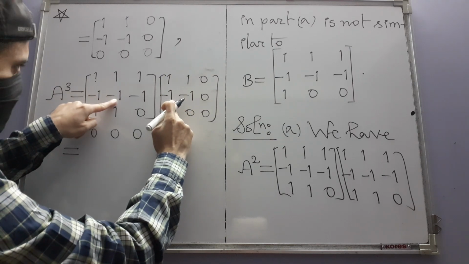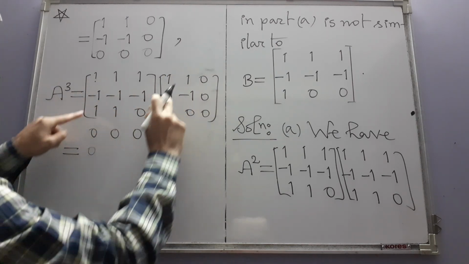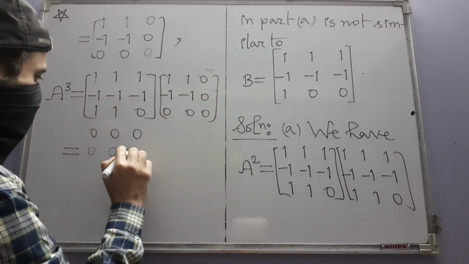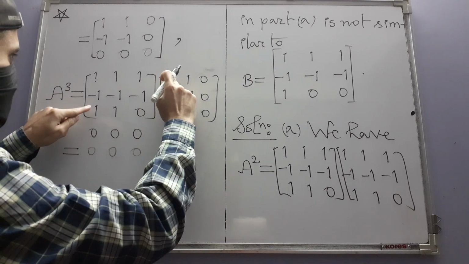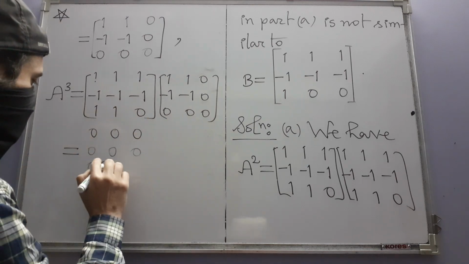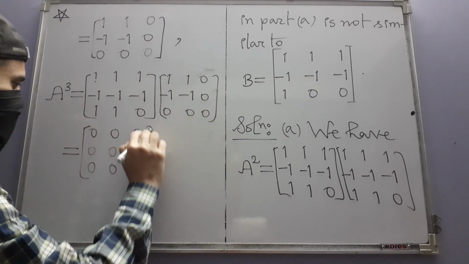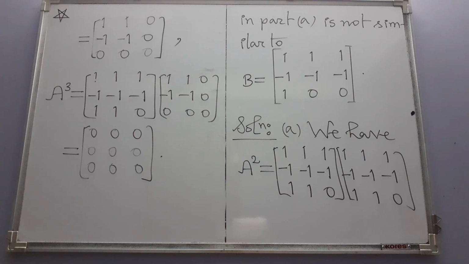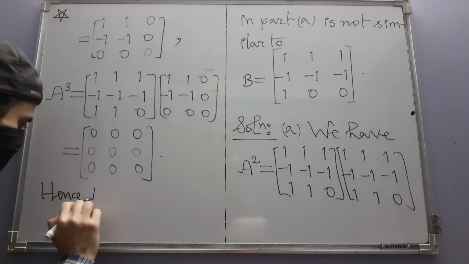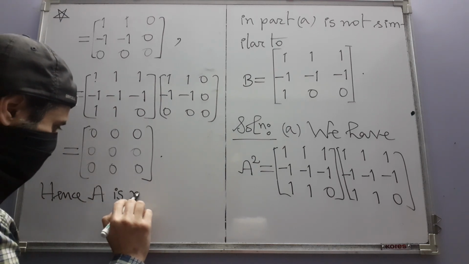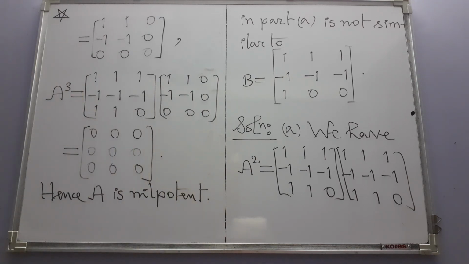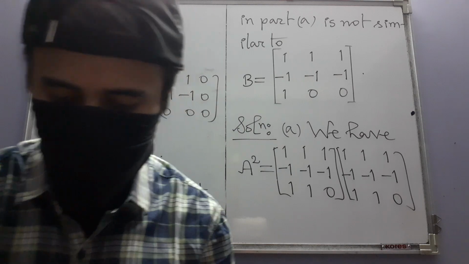Minus 1 plus 1 is 0, minus 1 plus 1 is 0, and this one of course is also 0. Finally 1 minus 1 is 0, 1 minus 1 is 0, and this one is 0. So yes, finally we are getting the 0 matrix. Hence A is nilpotent. Okay, so that's pretty easy and straightforward.